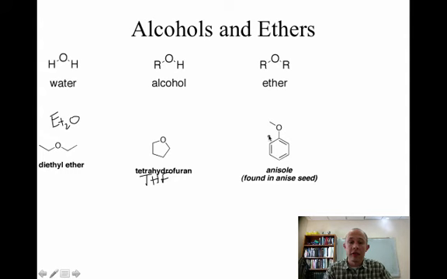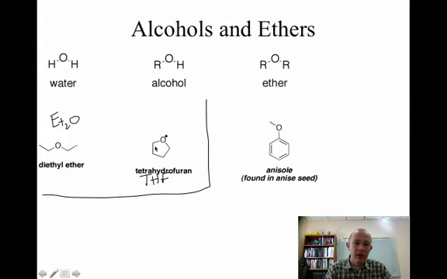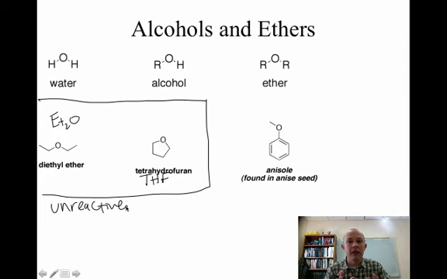Anisole is another ether that you may have heard of before. It's found in the anise seed and has kind of a licorice flavor or smell to it. One thing that you'll notice about ethers that I'm going to emphasize in this video and in future videos is that ethers, for the most part, are pretty unreactive. And for that reason, they make really good solvents for organic reactions.